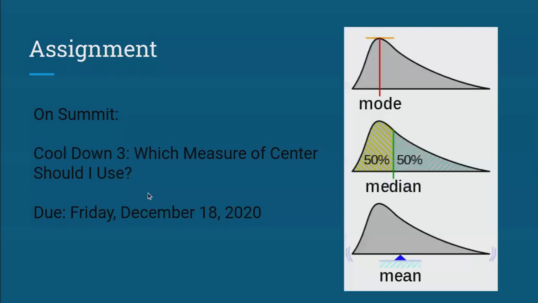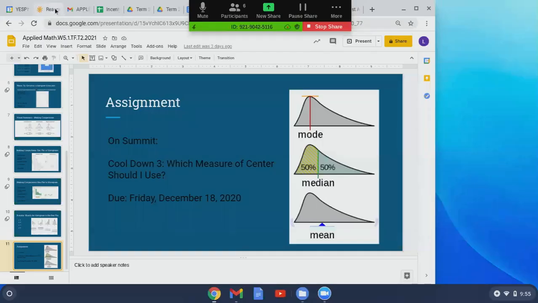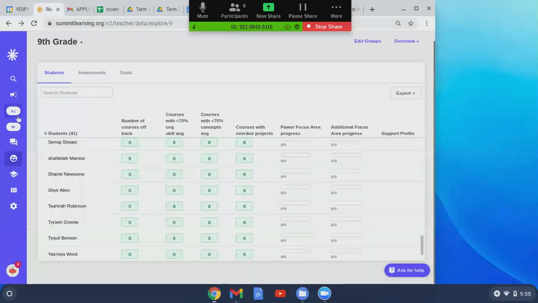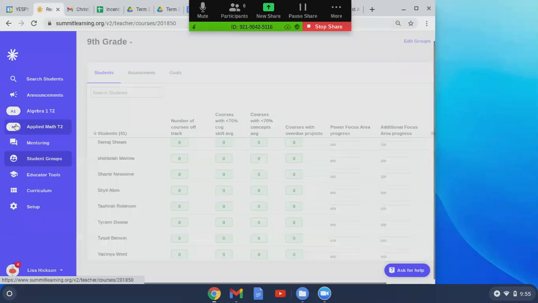So now, let's look at the cool downs. I'm going to go.